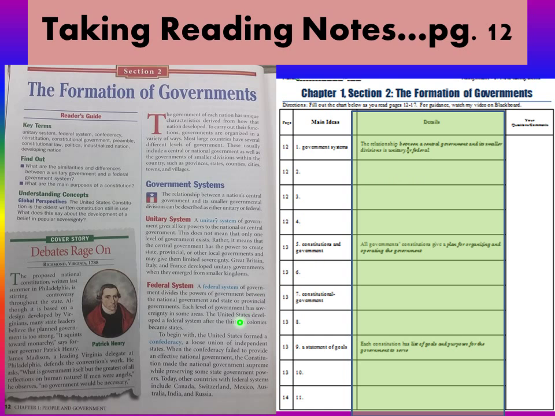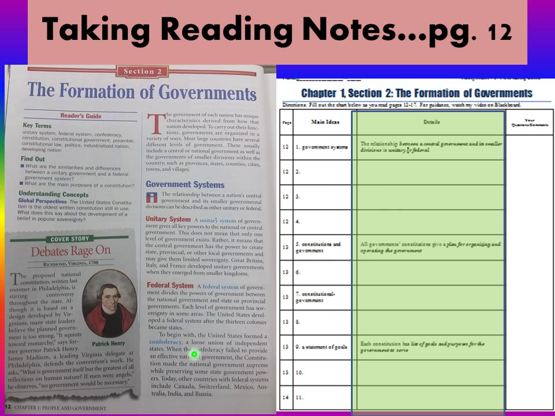Okay, continuing. Still under federal system. To begin with, the United States formed a confederacy, a loose union of independent states. When the Confederacy failed to provide an effective national government, the Constitution made the national government supreme while preserving some state government powers. Today, other countries with federal systems include Canada, Switzerland, Mexico, Australia, India, and Russia.